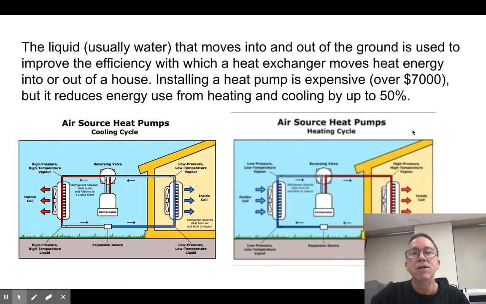And it costs a lot of money. My sister paid close to $7,000 to put hers in, so that's why a lot of people don't do it. However, once you put it in there, it's going to last you pretty much forever, and it reduces your heating and cooling needs by about 50%. That depends on where you are, but up to 50%, which is really significant. If everybody did this, imagine if we reduced that energy demand in the world by 50%, that would really help.